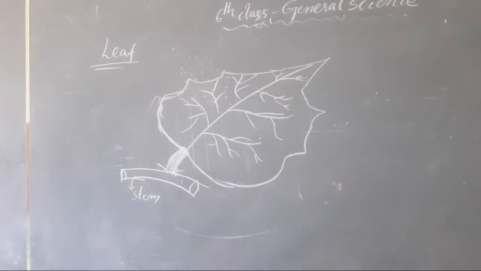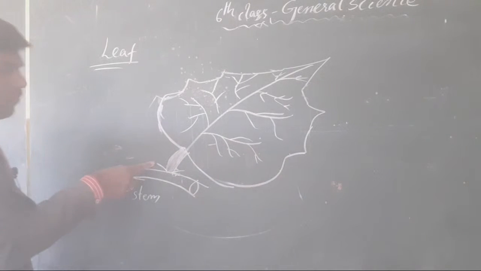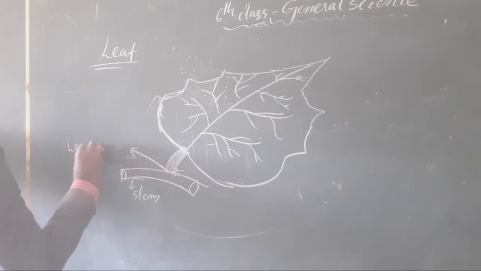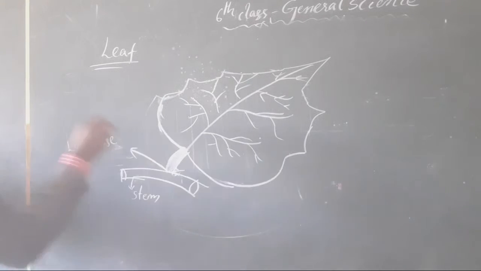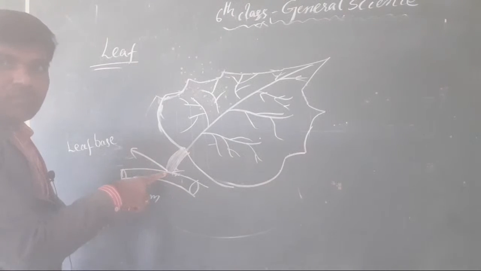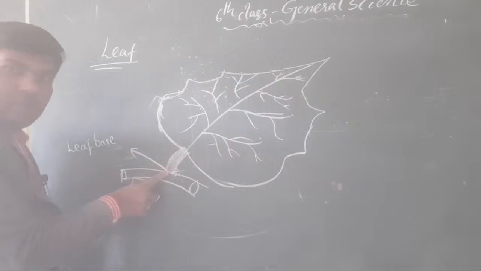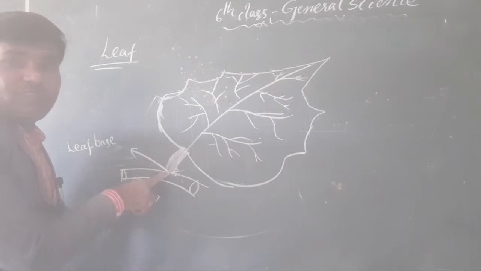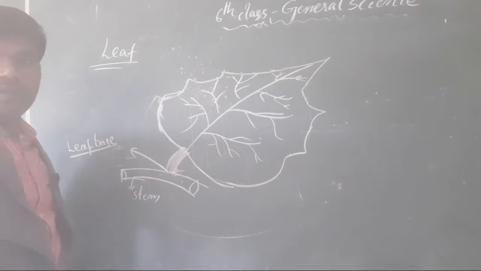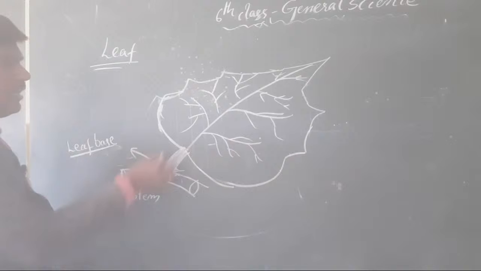And here our leaf is connected to the stem with what? With this part. What is this part? It is called the leaf base. It only separates our stem and the leaf. In other words, our leaf starts with the leaf base. Got it or not, all the students? Our leaf starts with the leaf base.